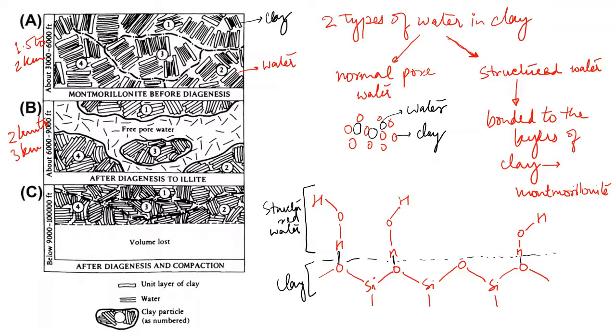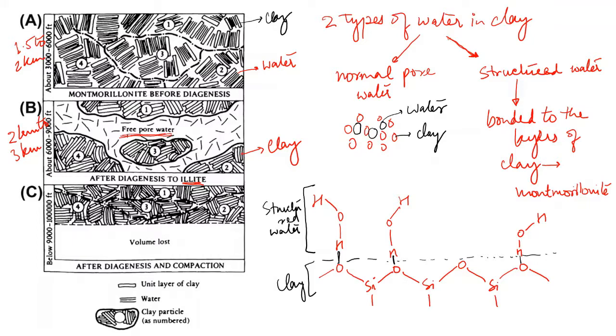During the breakage of the lattice, you can see that this structured water is now behaving as the free pore water, because all this water which was between the clay particles has now been lost. All these are compacted, their lattice has broken. This is the clay. Earlier, this clay was montmorillonite. Now it has changed to illite. All the water between these two clay particles is now lost because it was the structured water which is now behaving as the free pore water.